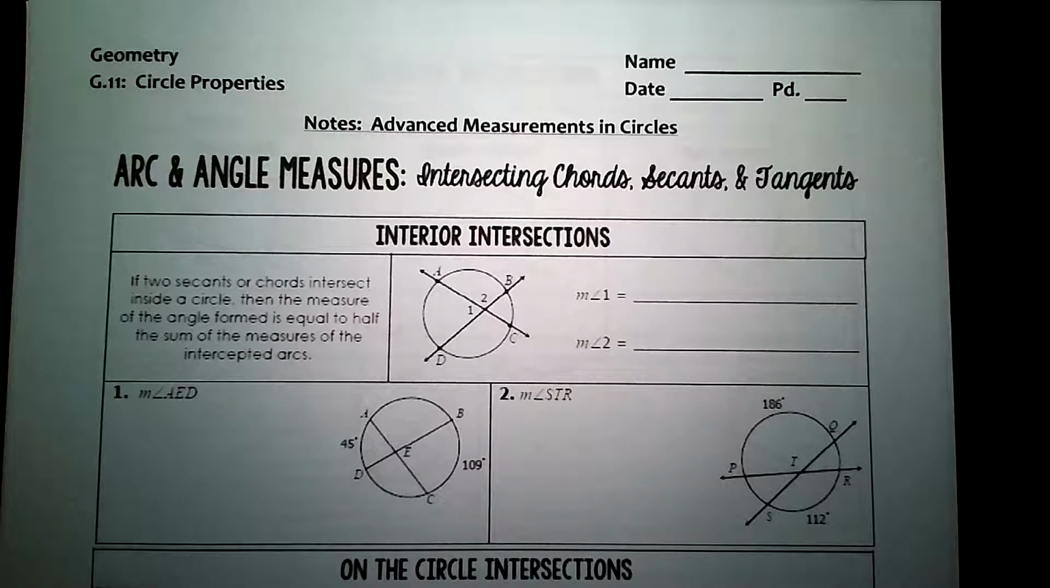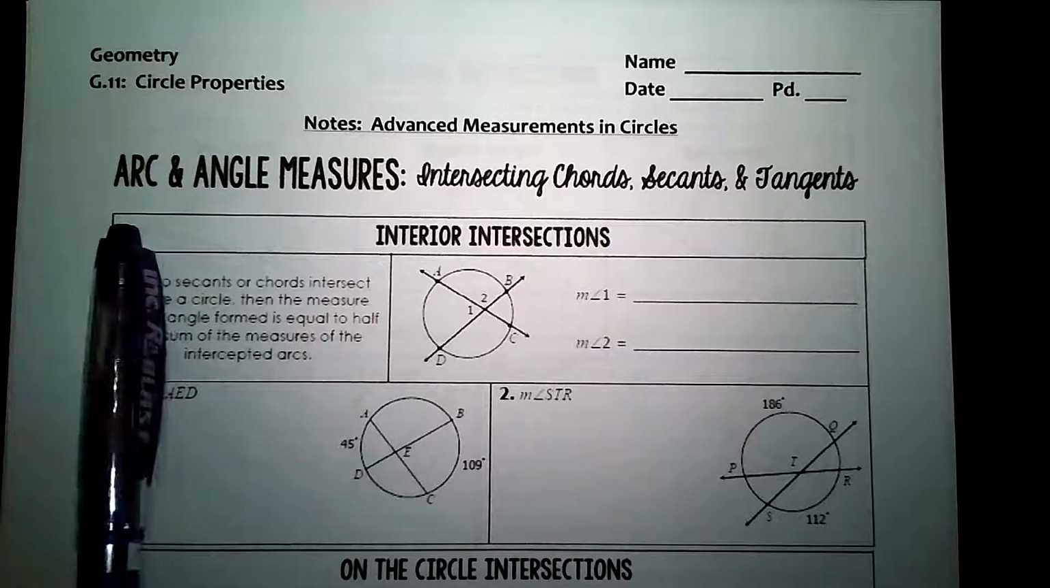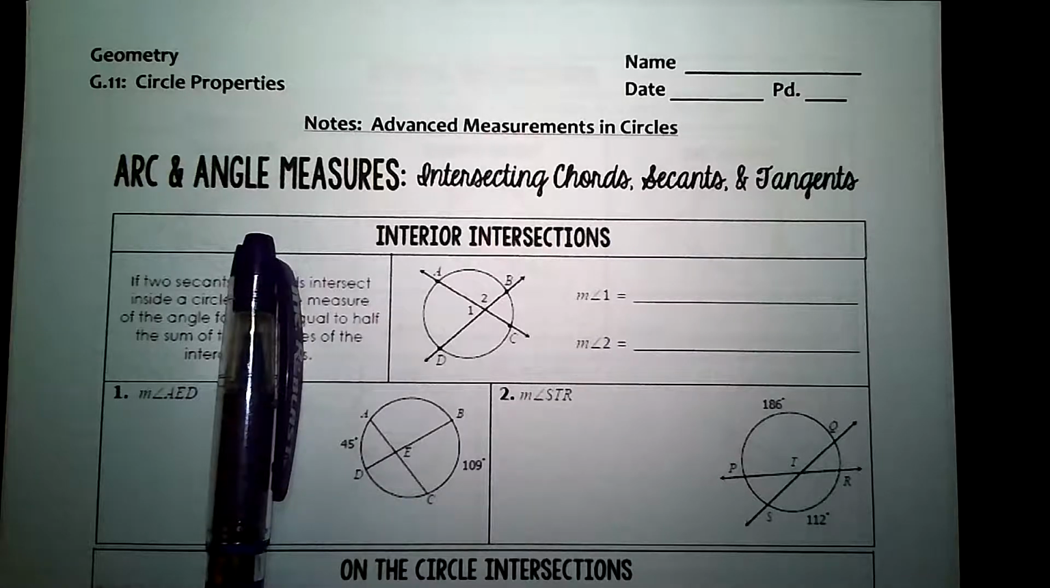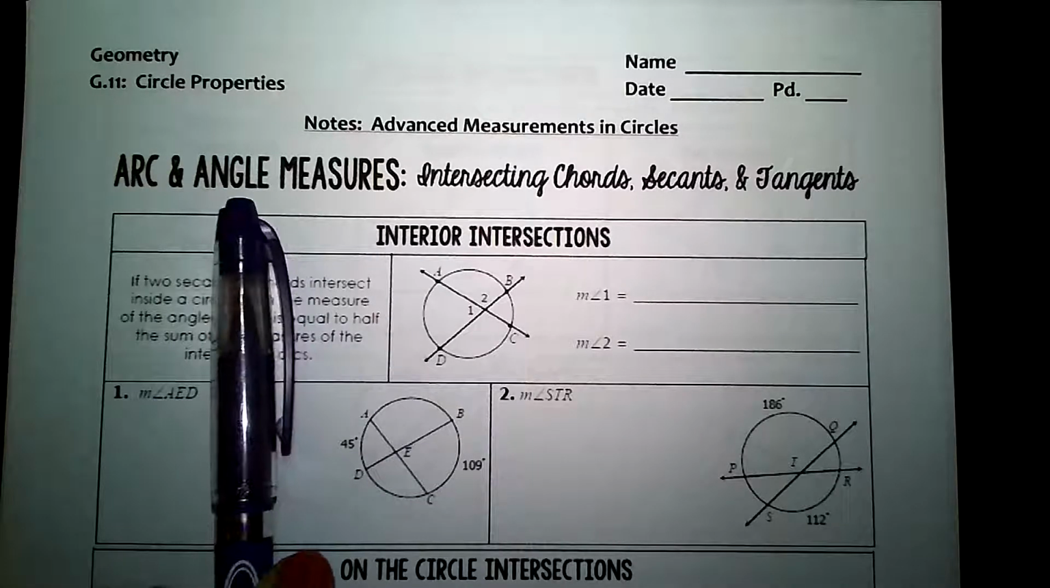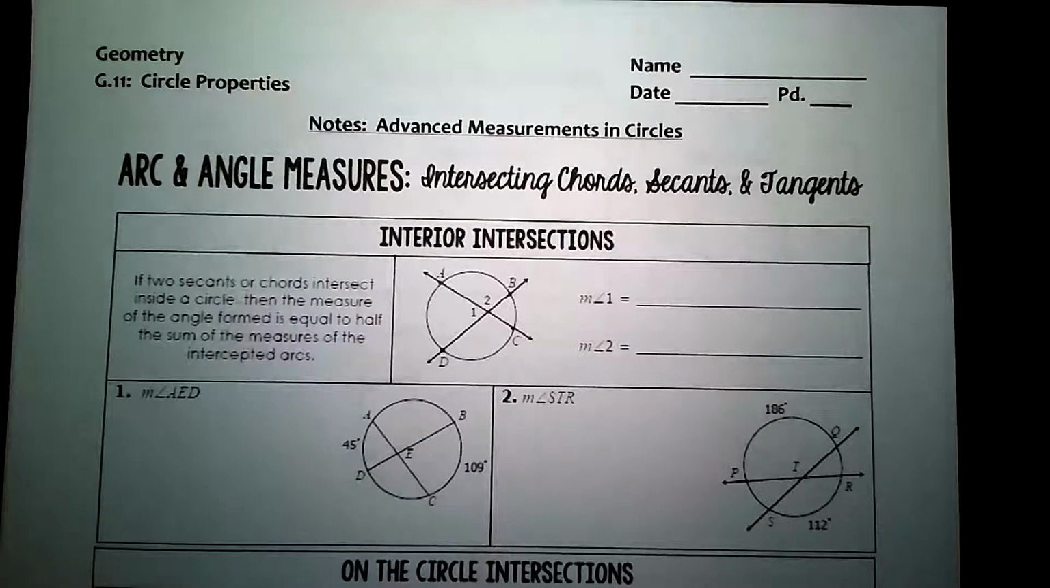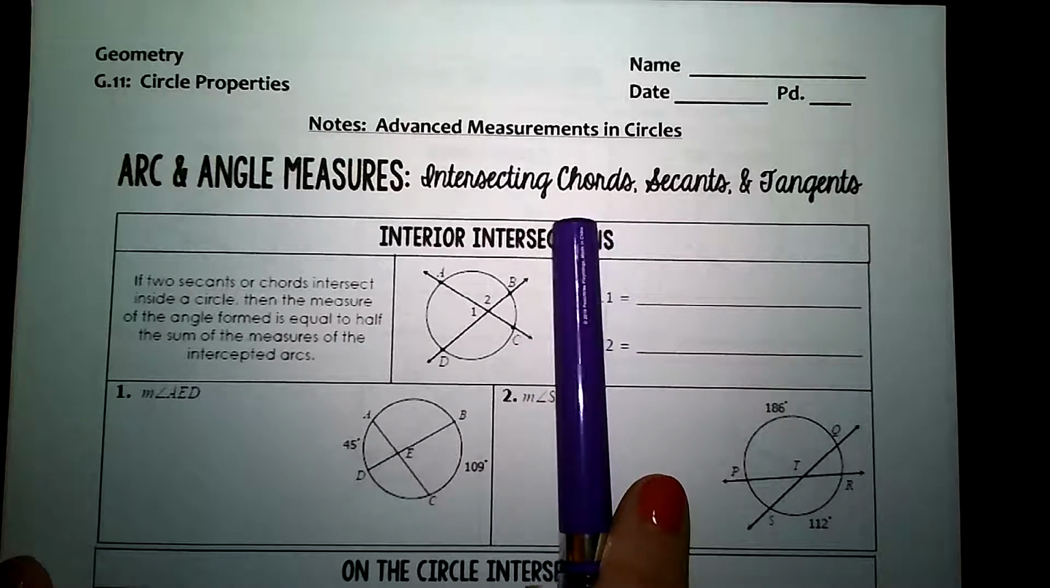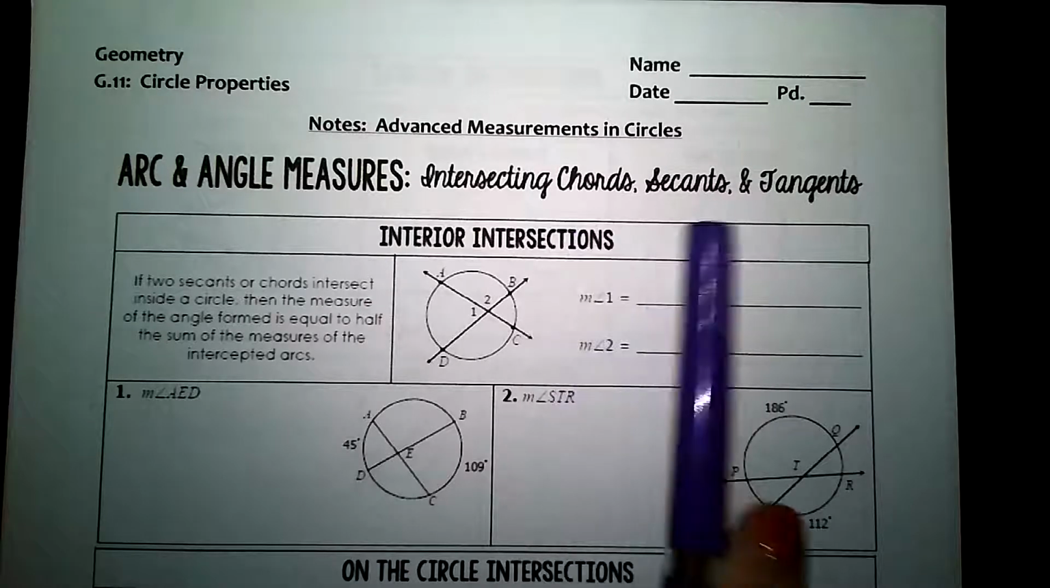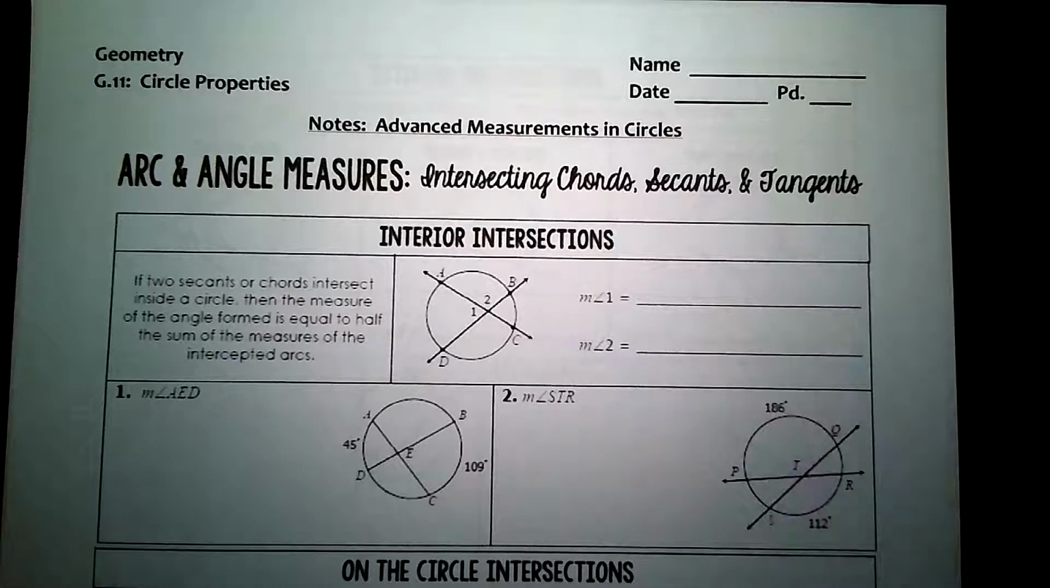So let's get started. First, we're going to look at arc and angle measures, and you may be thinking that we've already done angle measures. In the first video, we did central angles and inscribed angles. Well, believe it or not, there are more angles. There are angles created by intersecting chords, secants, and tangents. So we're looking at a whole lot more here. So let's take a peek.